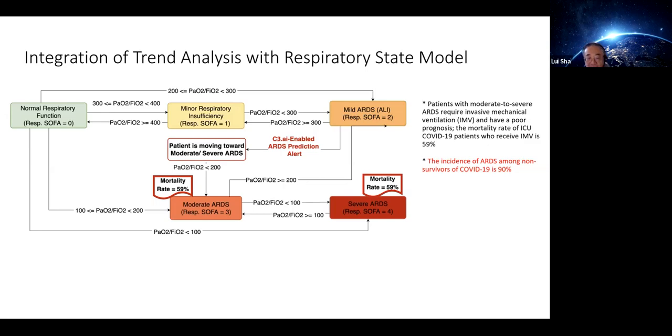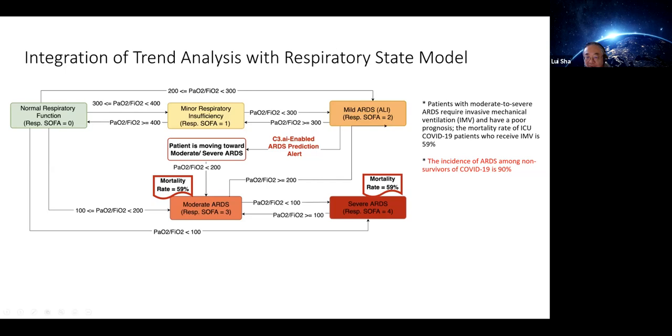On the upper left corner, we have this respiratory SOFA score. SOFA is an abbreviation for Sequential Organ Failure Assessment. So 0 means no failure, things are just fine, and 4 is the worst. As we can see, the state transitions will occur.